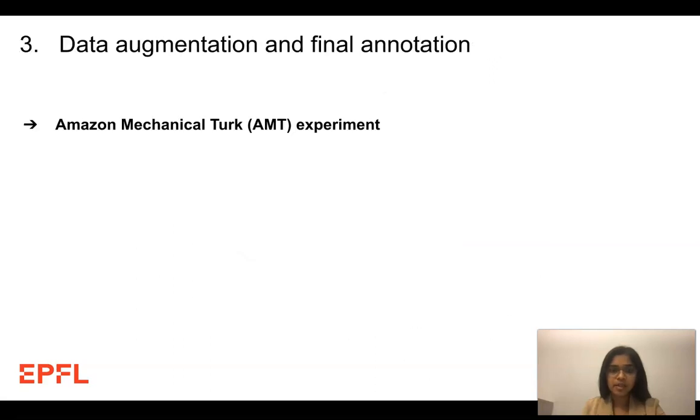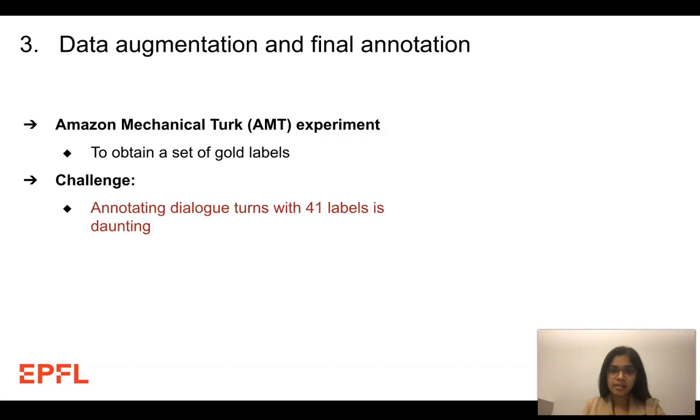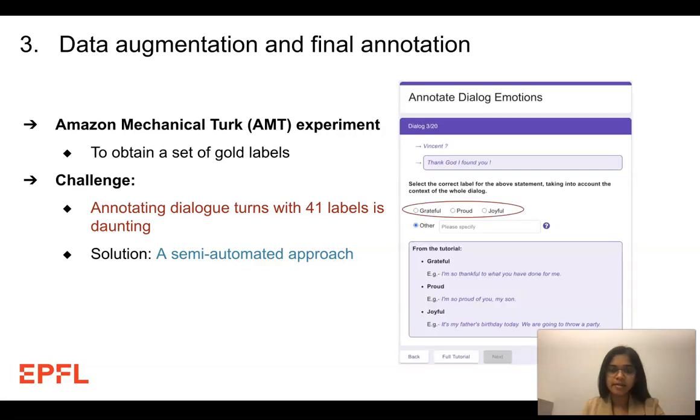Afterwards, we devised a human computation experiment using Amazon Mechanical Turk to get a set of gold labels for EDOS. But annotating a dialogue turn with one of 41 labels was daunting for a human worker. To mitigate this, we used a semi-automated approach where the workers were presented with the top 3 labels as predicted by a weak labeler and were asked to select one if it really matched with the dialogue context. Only if none of the top 3 labels matched, they were asked to manually enter the correct label. This way, we were able to obtain close to 9,000 dialogue turns annotated by the human workers, which we refer to as the seed set.